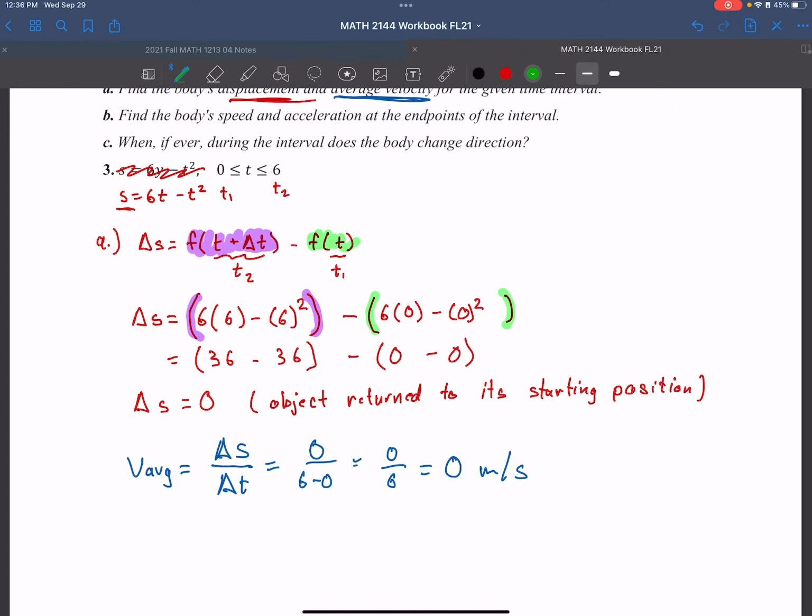Okay. Part B then asks us to find the body's speed, and let me change up my colors here. Let's do some green. So the body's speed, and then we also want the acceleration at the endpoints of the interval. So to find the speed, remember we said speed is the absolute value of what? Velocity. Speed is the absolute value of velocity. So to get the velocity, I need to take the derivative of the position function. So it's going to be 6 minus 2t.